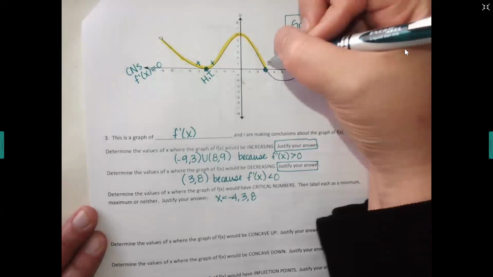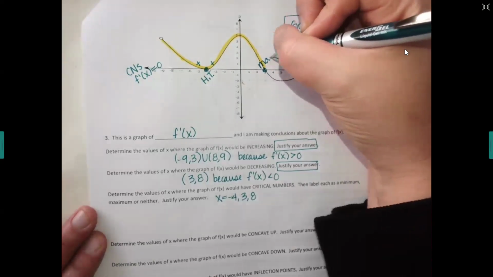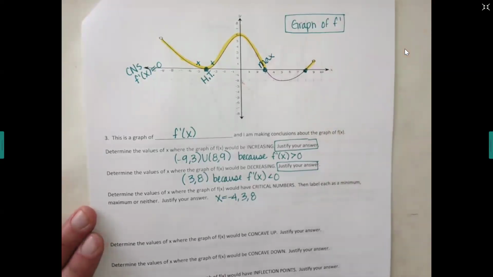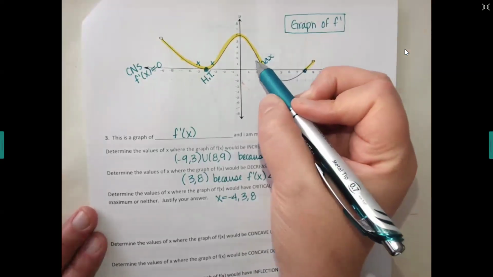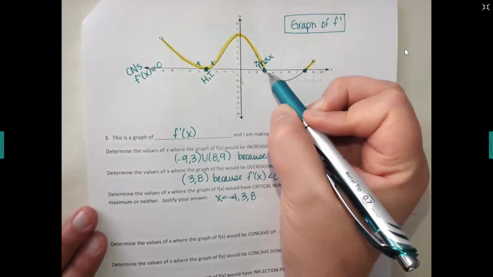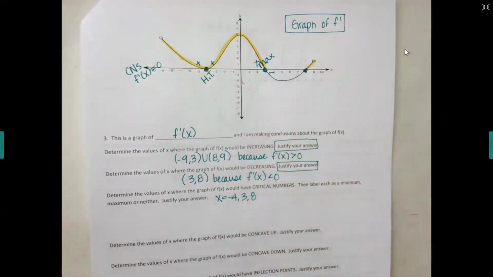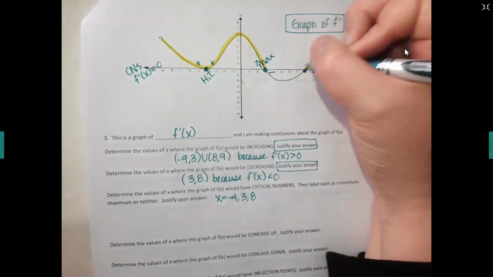3 should be a max. Now let's talk about how I know. Because if I'm going from the positives into the negatives, my graph would have gone from a positive slope to a negative slope. That's a max. Okay, what about here at 8? What's the direction? Which way? From negatives to positives, which would have been a negative slope to a positive slope. That makes it a min.